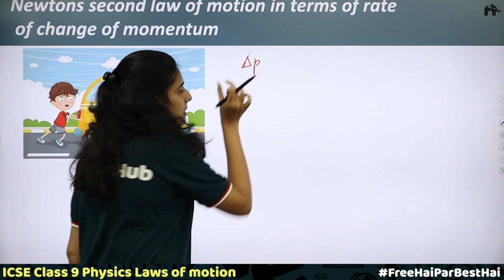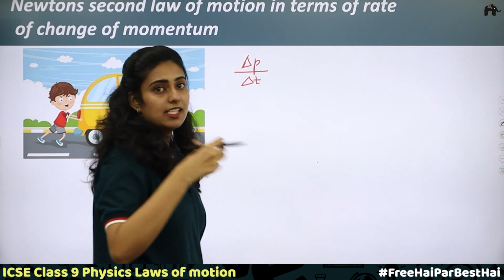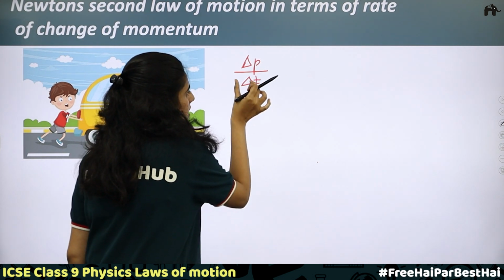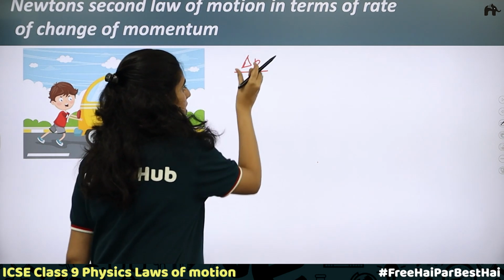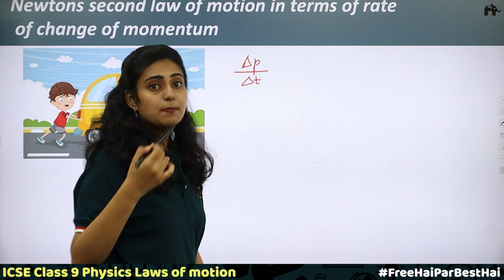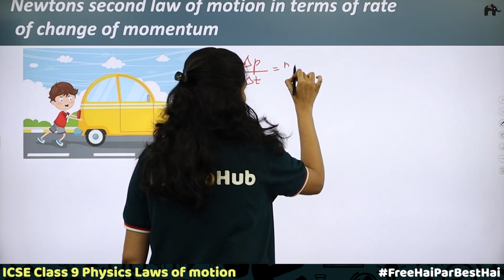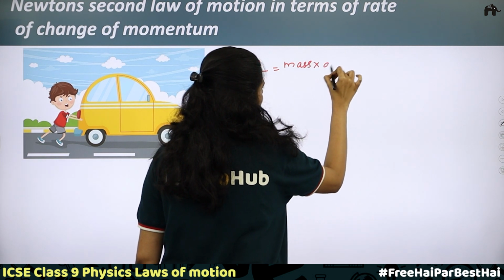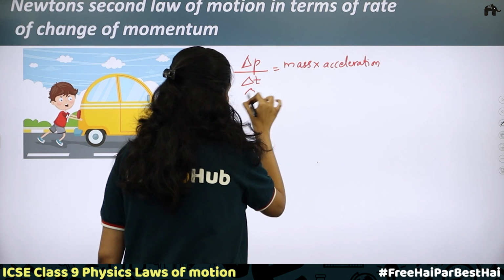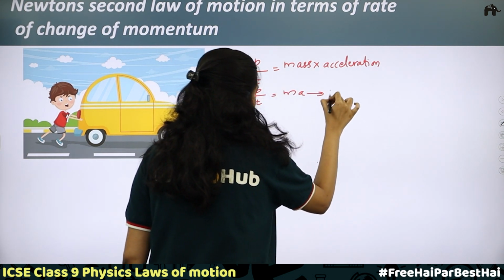Delta is used to represent a small change, so delta T is the change in time. You know, time is always changing. Time cannot be a constant. So, with this change in time, the momentum is changing. And we have studied that the rate of change of momentum with respect to time is equal to the product of mass and acceleration, or delta P by delta T is equal to ma. Let us take this as equation 1.